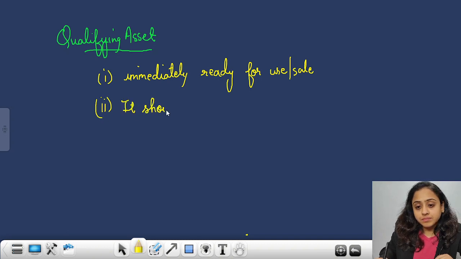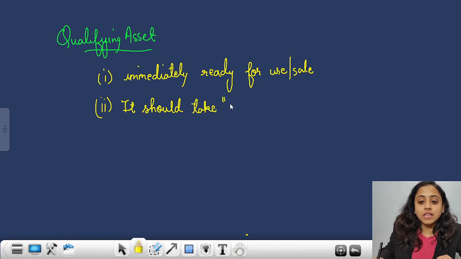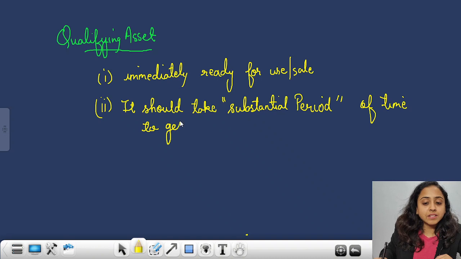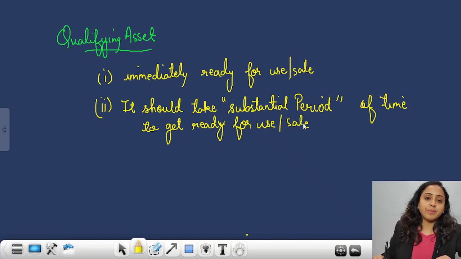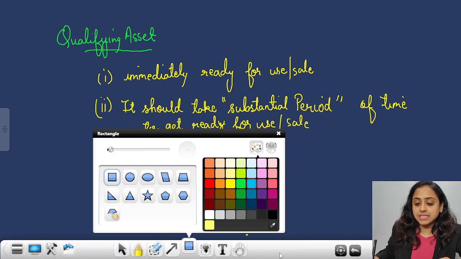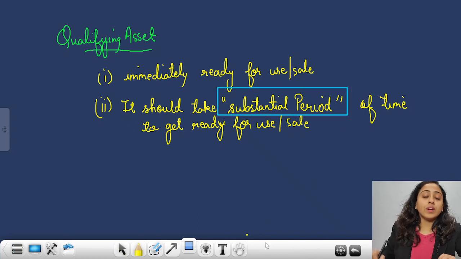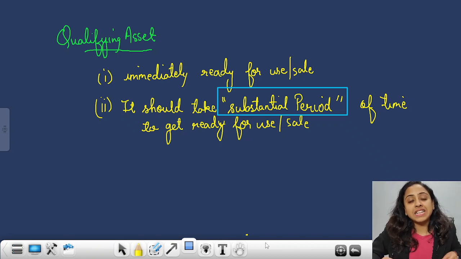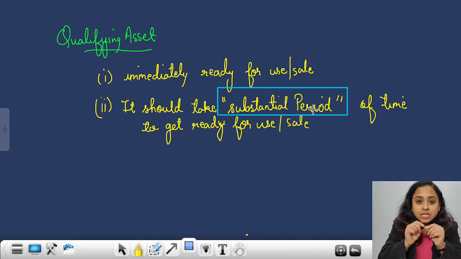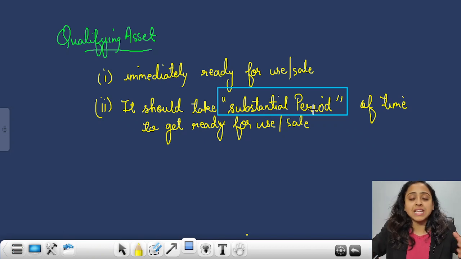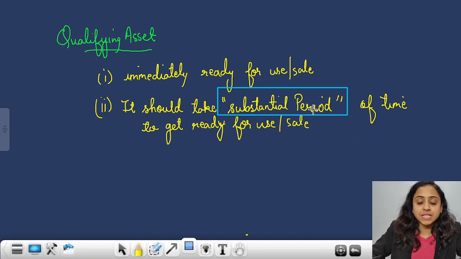Second, and very important, it should take a substantial period of time to get ready for use or sale. Now, this is the definition of a qualifying asset. I would say the important criterion, the important issue behind this, is to understand the substantial period. IAS 23 does not prescribe any specific time period for this. There is no time period given, like 10 months, 12 months, 15 months. There is no particular time duration which describes the substantial period as per IAS 23.